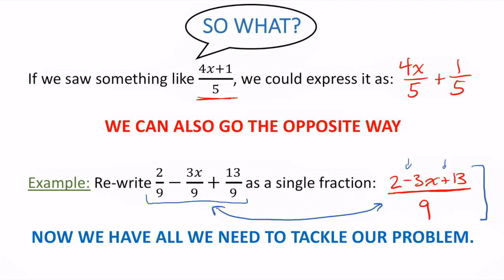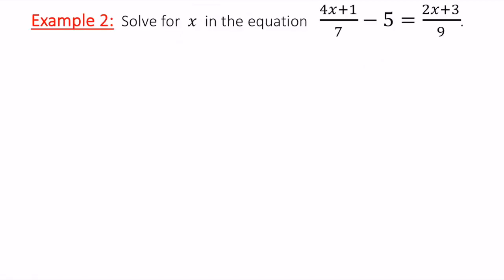Now we have everything we need to tackle our second example. We need to solve for x in the equation 4x plus 1 over 7 minus 5 equals 2x plus 3 over 9. We just saw that if we have a bunch of terms on the numerator over a single number, we can rewrite this as 4x over 7 plus 1 over 7, and the 5 stays the same, and we can split the right-hand side as 2x over 9 plus 3 over 9.